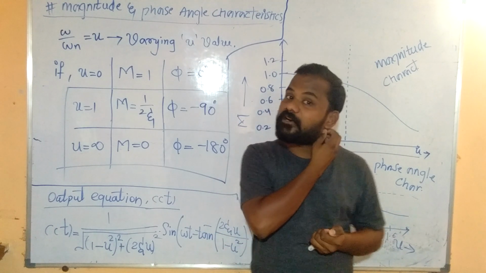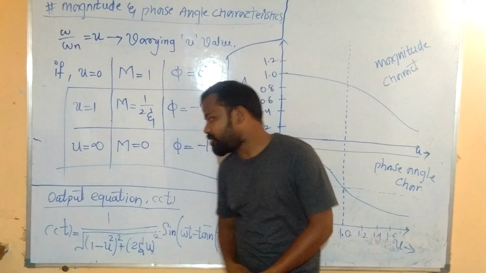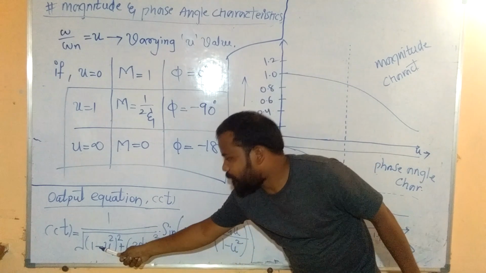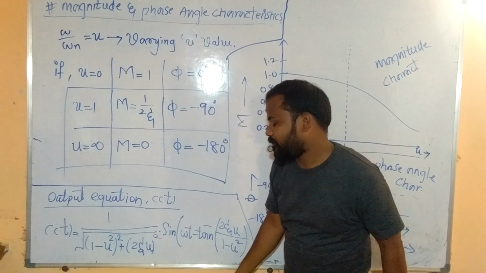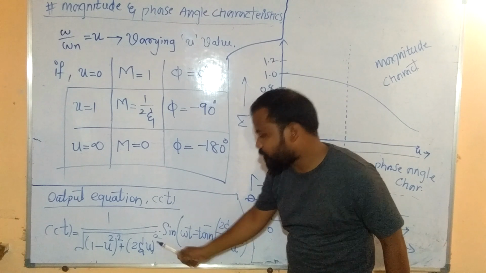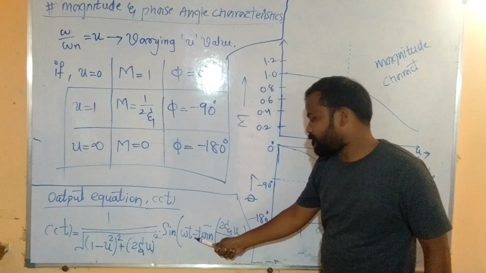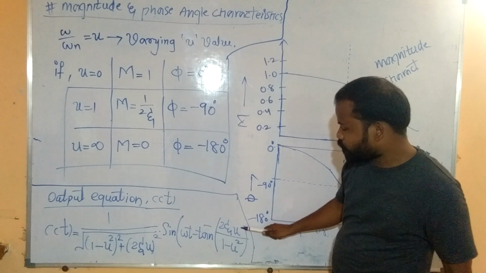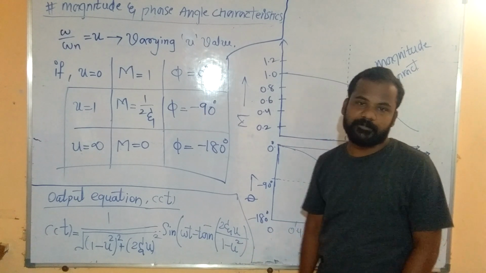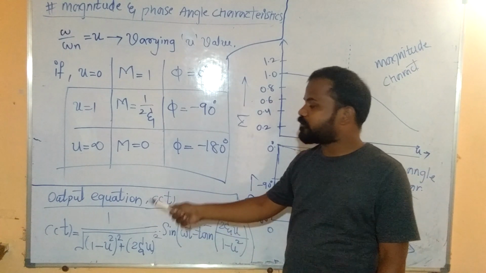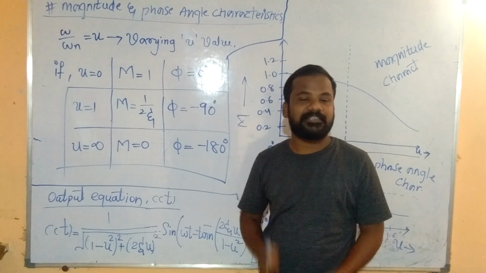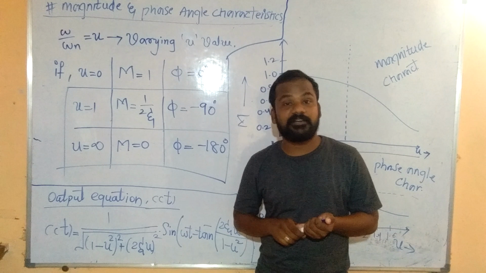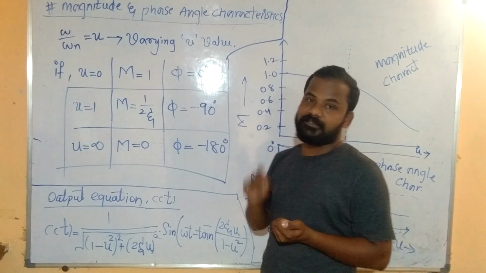In the last video we got the equation C of t is equal to 1 divided by the square root of (1 minus u square) whole square plus (2 zeta u) whole square, into sine of omega t minus tan inverse of 2 zeta u divided by 1 minus u square. This is the steady state output equation we got when discussing the relation between the time and the frequency response analysis topic.